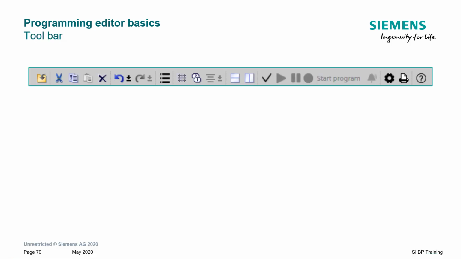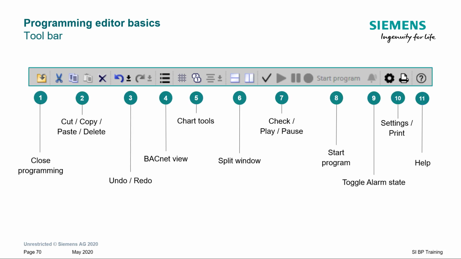The toolbar consists of various options to guarantee an effective programming experience. From left to right, options like undo, redo, splitting the windows, check and start the program, settings, etc. help the user to achieve that.